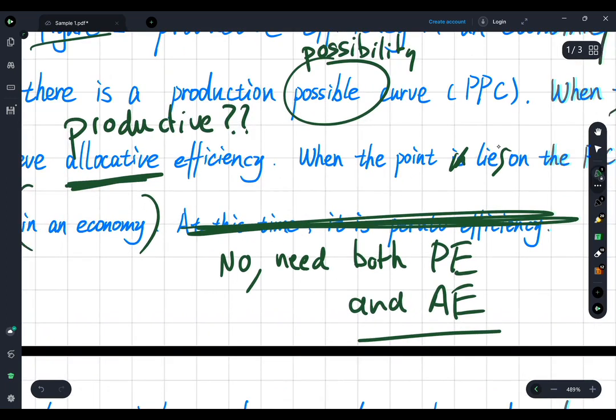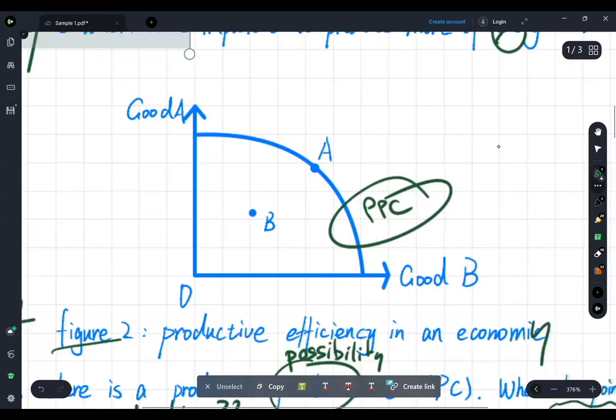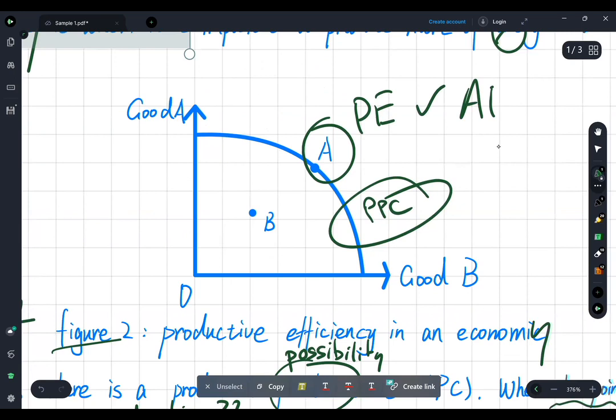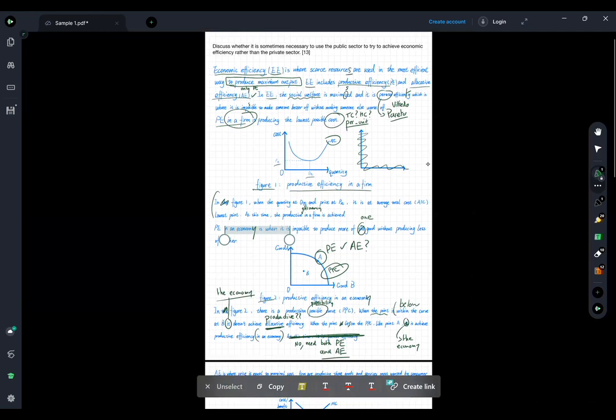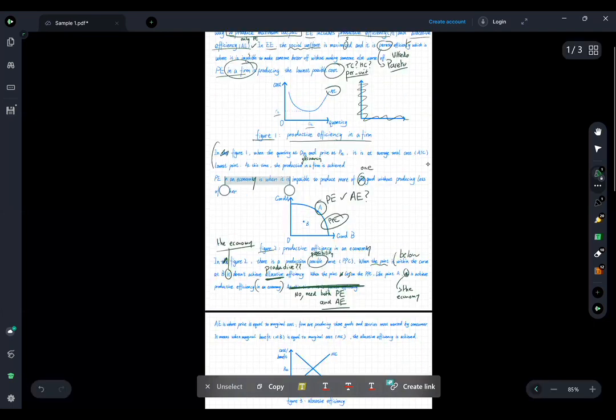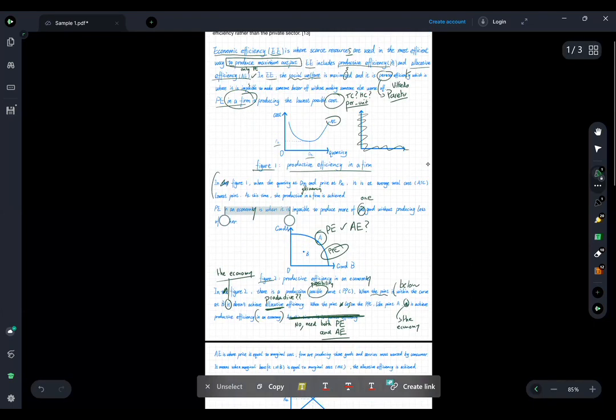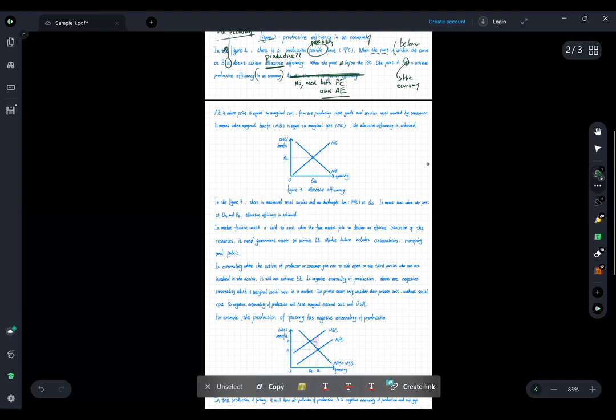So if you have point A here, for example, it is productively efficient, but we don't know if it is allocatively efficient. So there is no way for you to know whether or not you achieve Pareto efficiency. Okay, so you see that there are already quite a few things that could be improved in this essay so far, and we only looked at the introduction on efficiency.